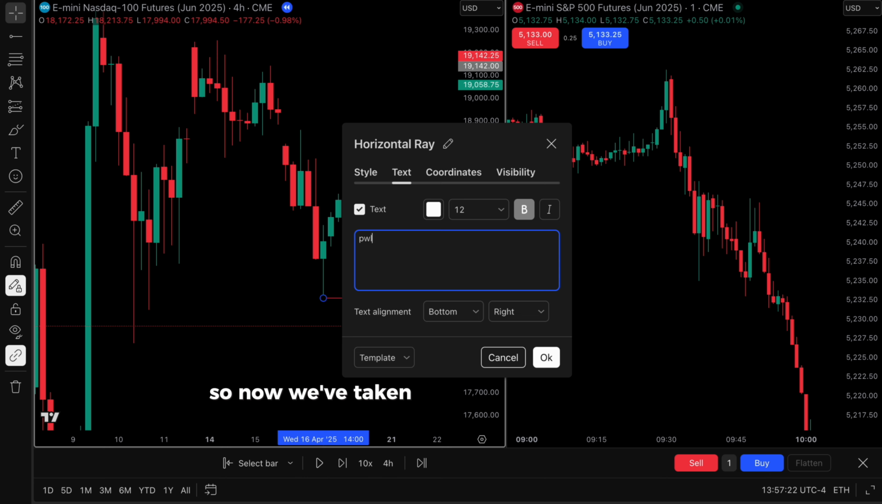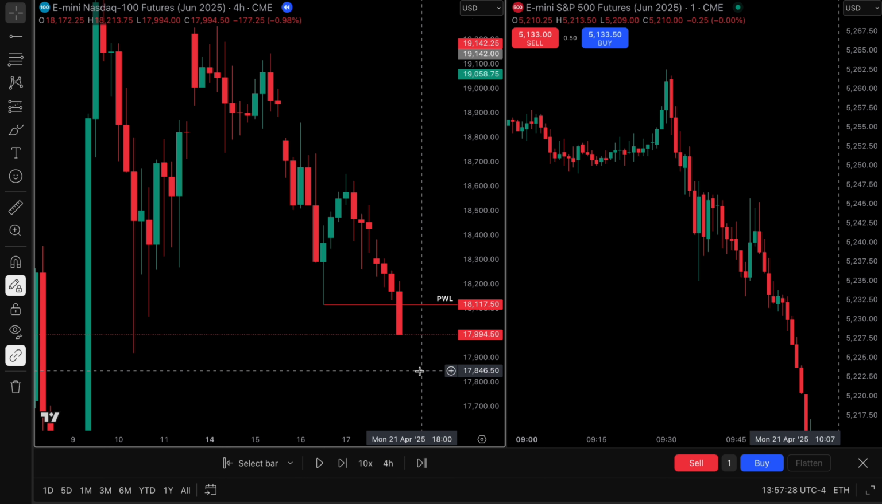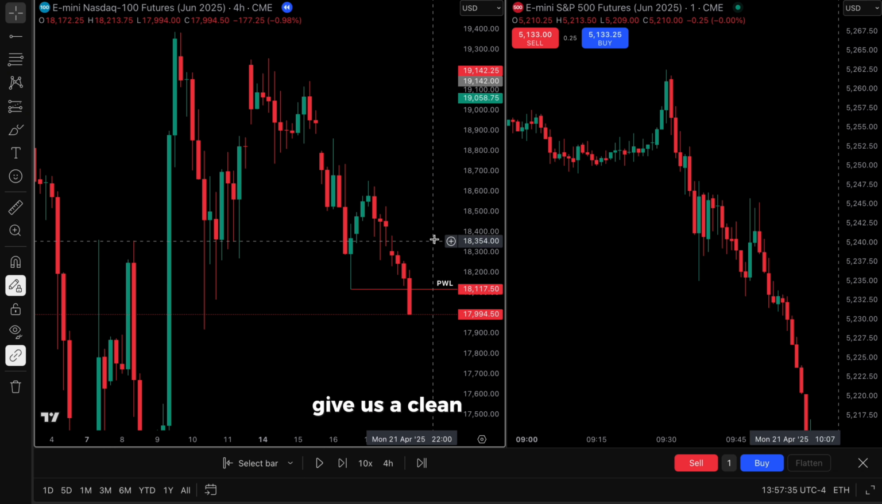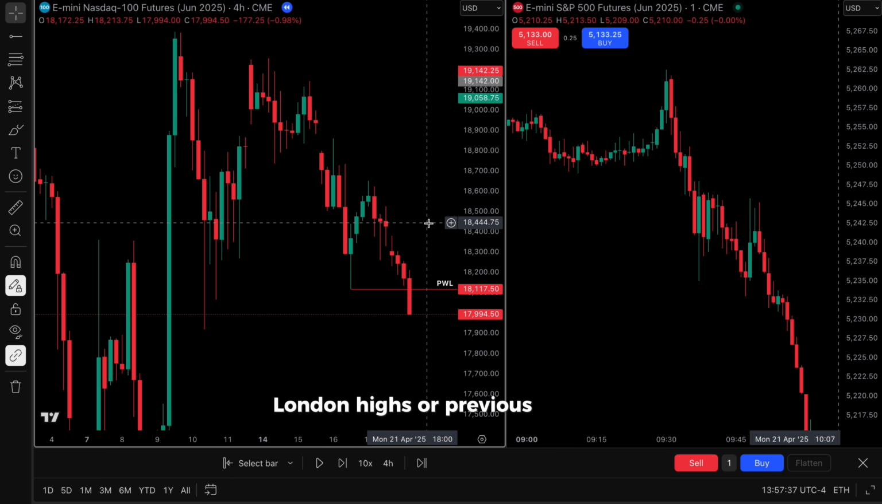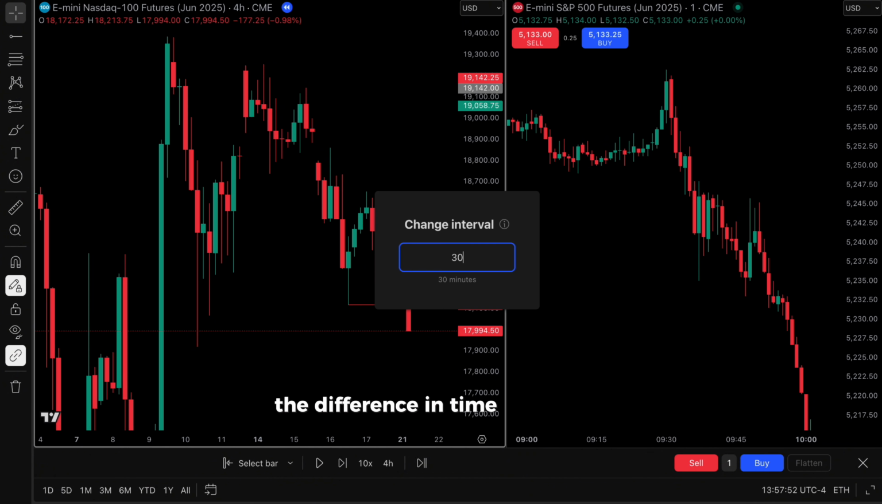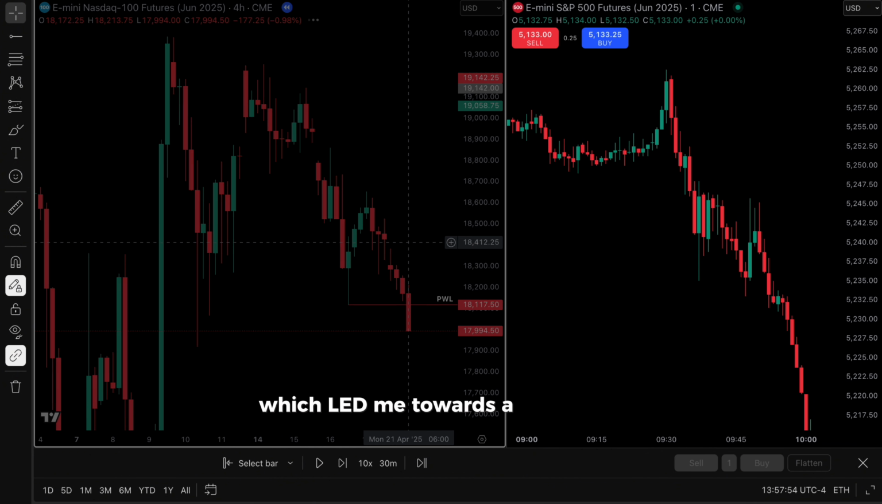Now we've taken out previous week low for price. Now I expect a draw higher out of this 4-hour bullish gap, and for price to give us a clean draw to, say, London highs or previous day high. So going into the AM session, I had more of an overall bullish bias on the 4-hour time frame, and now I'm going to show you guys the difference in time frames here, which led me towards a neutral bias.